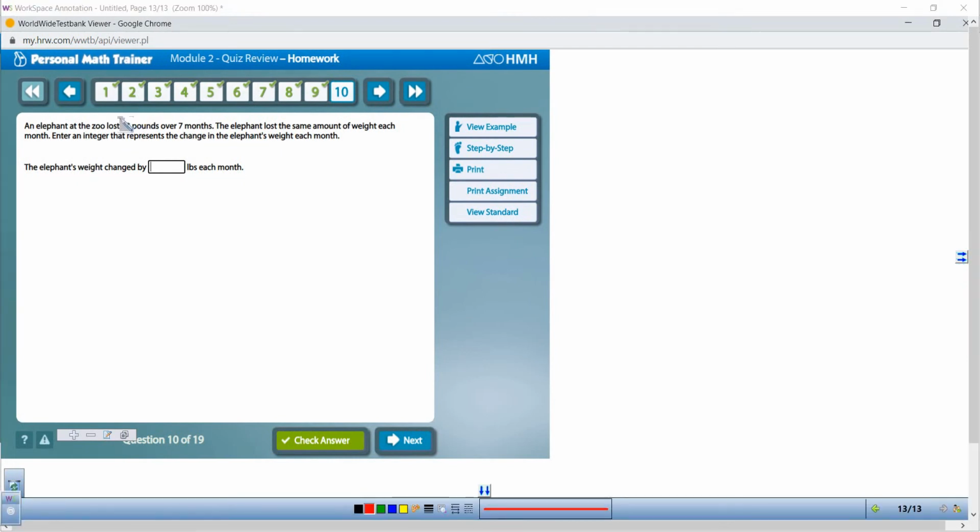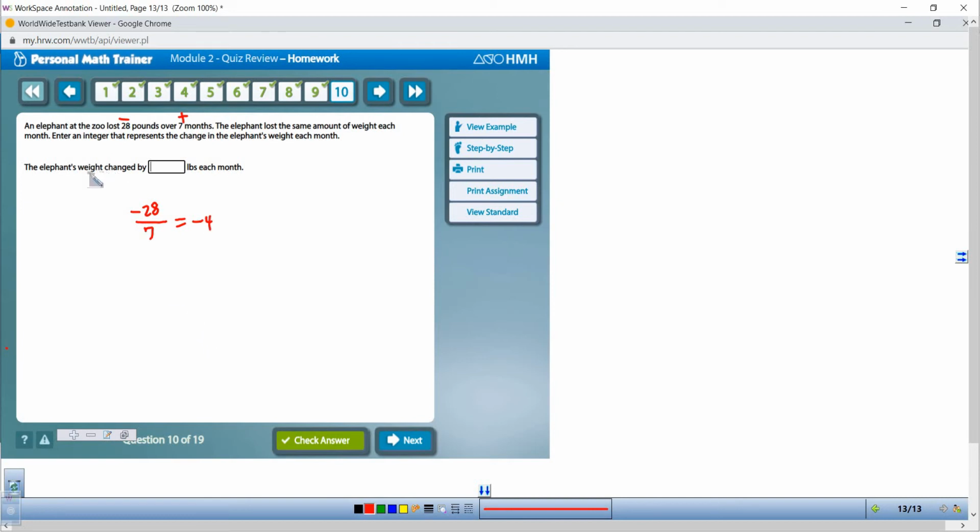All right, so again, losing 28 pounds, that's going to be a negative. The number of occurrences is always a positive number, okay? The elephant lost the same amount of weight each month. Enter an integer that represents a change in the elephant's weight. So he lost 28 pounds, and he did it over a period of 7 months. A negative divided by a positive is going to be a negative. We know he's losing pounds, so it's negative.